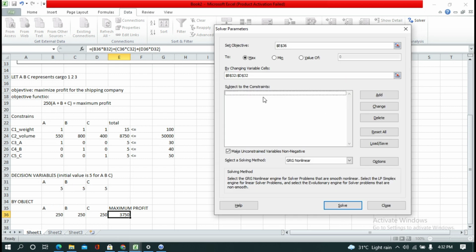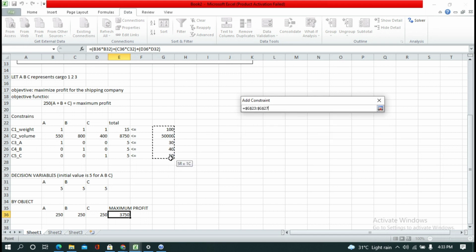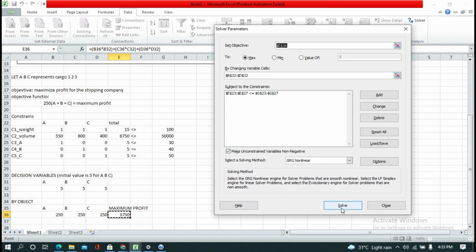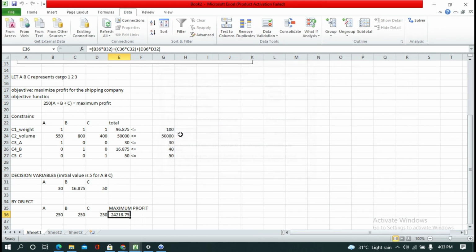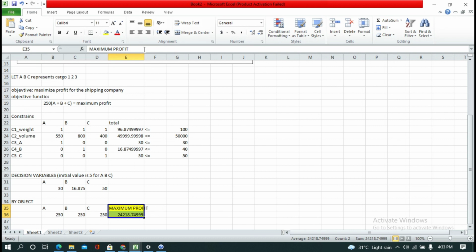And then after that, in the constraint, we need to add. For the cell reference, we highlight this for total. Then this should be less than or equal to this group of cells in here. So after that, we need to click OK, and then solve, then OK, then this is our maximum profit. So this is the maximum profit that a shipping company can gain.